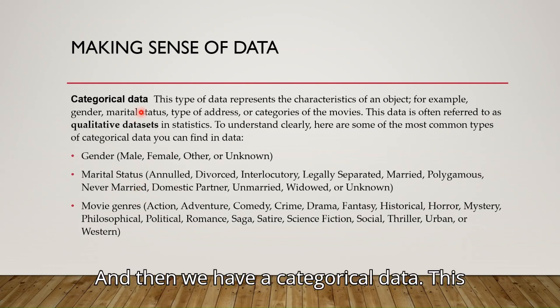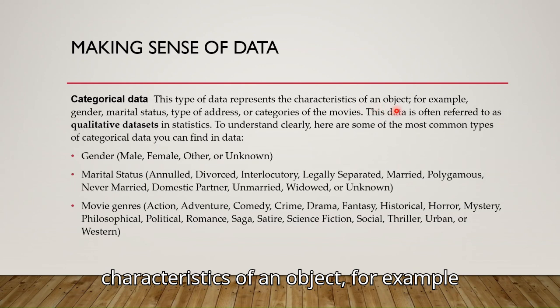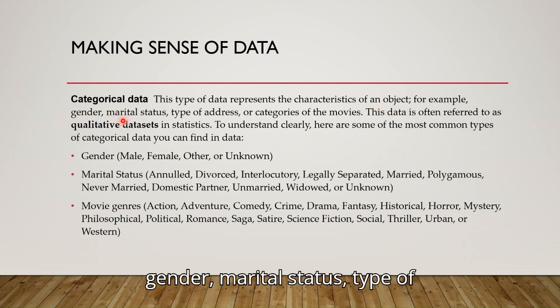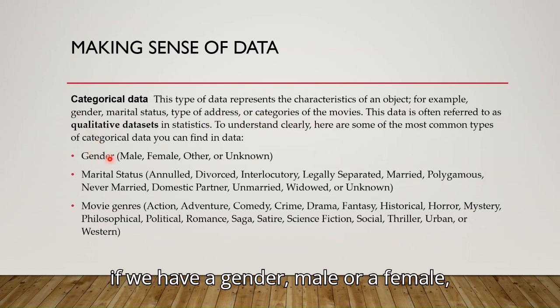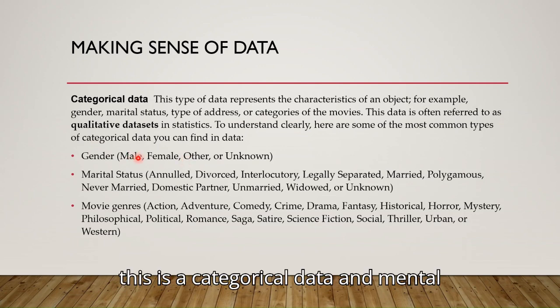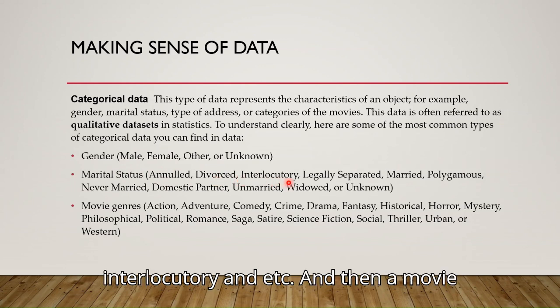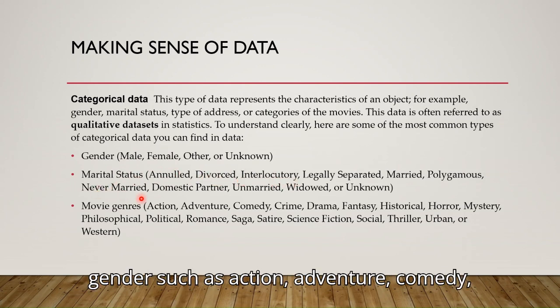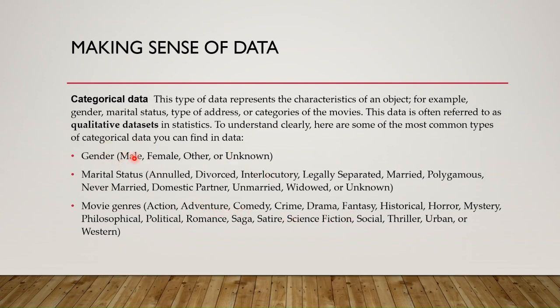And then we have categorical data. This type of data represents the characteristics of an object. For example, gender, marital status, type of address, or categories of movies. If we have gender, male or female, this is categorical data. And marital status, whether they are annulled, divorced, interlocutory, etc. And then movie genre such as action, adventure, comedy, crime, drama. This is categorical data.